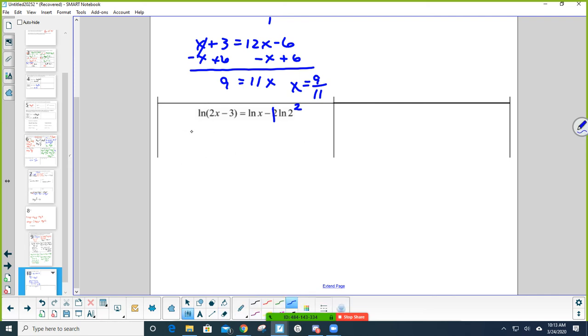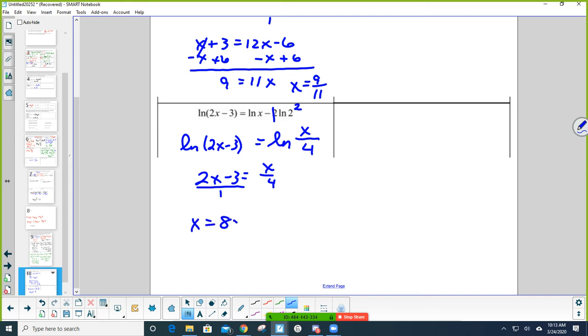Okay, so I'm going to have the ln. This side already just has one ln term, equals the ln of x minus, so I'm going to have a division sign over 4. And I'm going to have one ln on both sides. So 2x minus 3 equals x over 4. And again, if one of them's a fraction, I make the other one a fraction. I cross multiply.